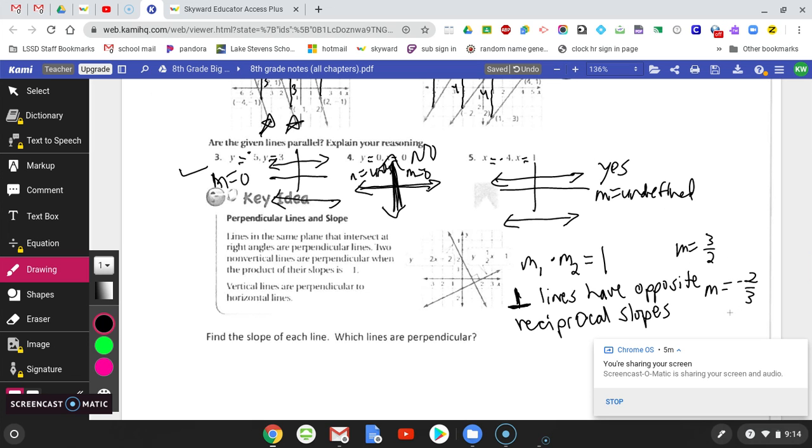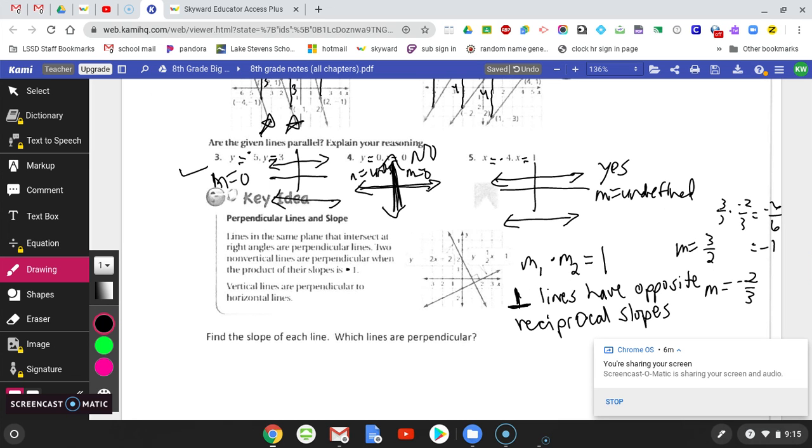So if one has a slope of 3 halves, the other one has a slope of negative 2/3, we would know that they are perpendicular to each other, because if I multiply those two together, 3 over 2 times negative 2 over 3, that gives me negative 6 over 6, which would give me negative 1. It has to be equal to negative 1. Sorry, that was cut off there. Make sure you make that addition. Okay, so they always have to be equal to negative 1 because they have to be opposite reciprocals to each other.